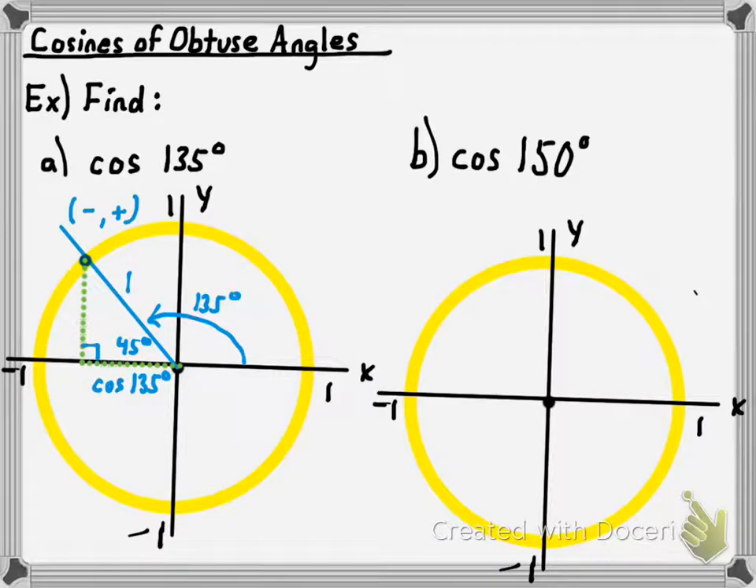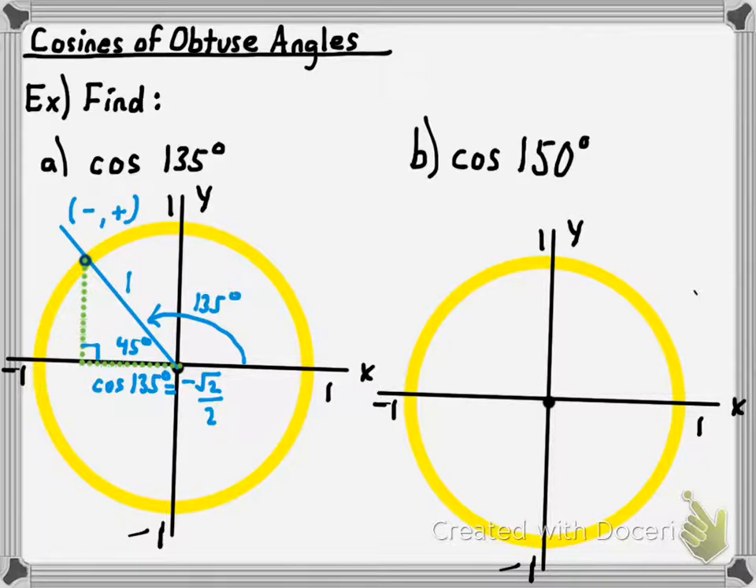So, even though we know the cosine of 45 is the square root of 2 over 2, we can't say that the cosine of 135 equals the square root of 2 over 2, although it will be equal to a variation of that. It's going to be equal to negative square root of 2 over 2, right? Because it's in the second quadrant, the x-coordinate has to be negative. We're going to say the cosine of 135 is negative as well. And actually, the cosine of every obtuse angle is going to be negative.